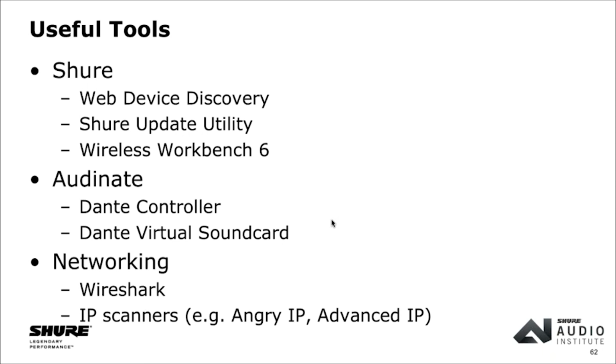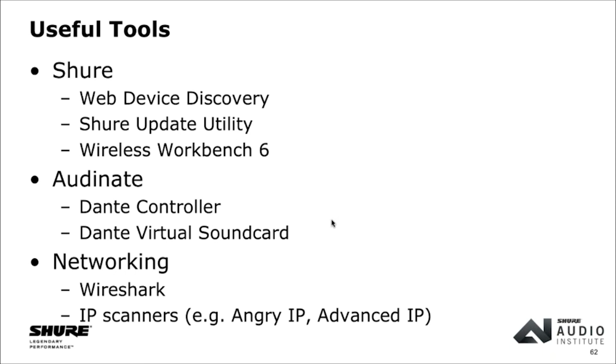Some useful tools that you might want to know about. Again, we mentioned these applications already. If you're working on Shure network devices, make sure you have the Web Device Discovery application, the Update Utility for keeping your firmware up to date, and for those devices that are compatible with it, Wireless Workbench 6. If you're working on a Dante network, Dante Controller and Dante Virtual Soundcard are two really useful pieces of software available from Audinate. And for general networking, Wireshark, which allows you to monitor network traffic and maybe determine where some problems might be happening.